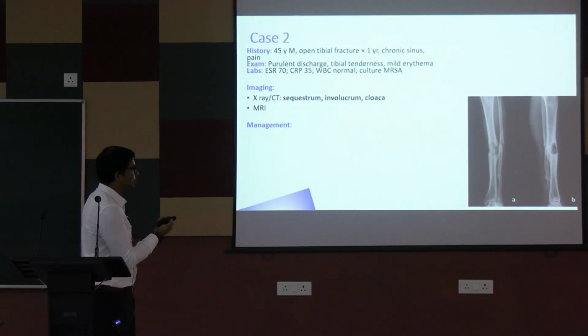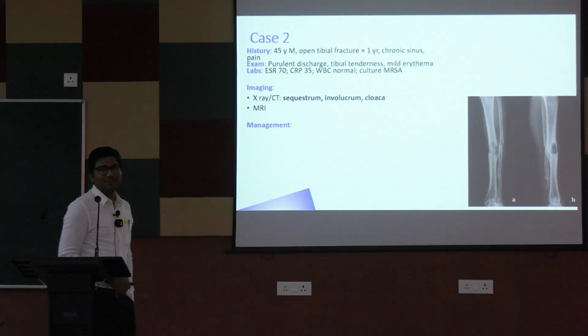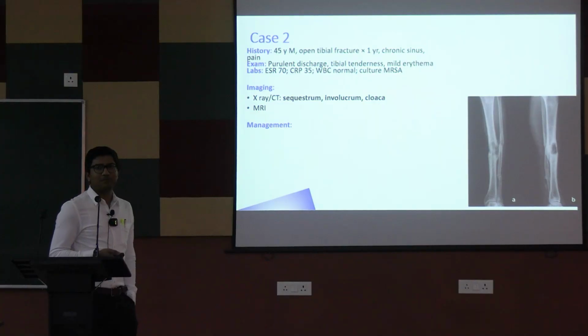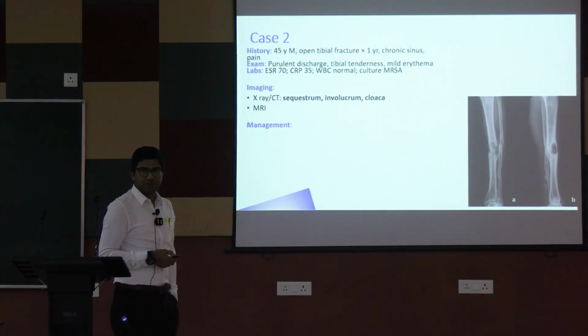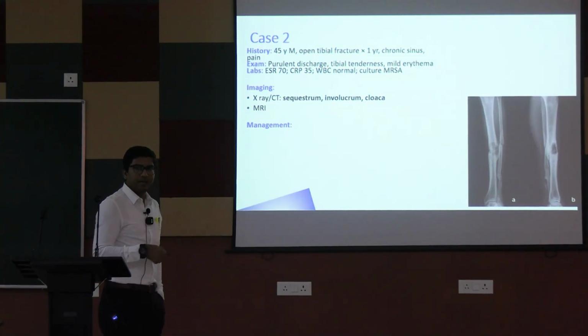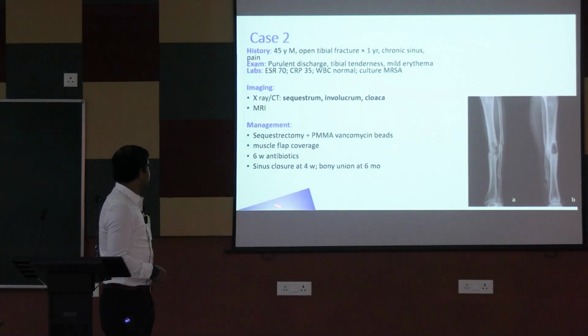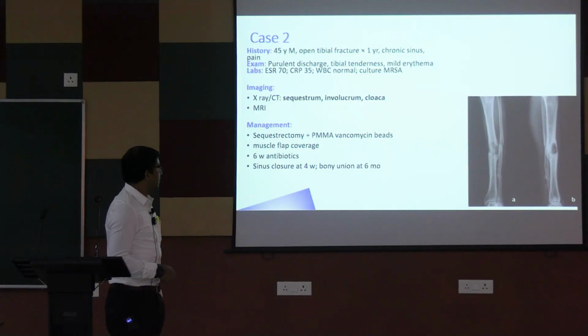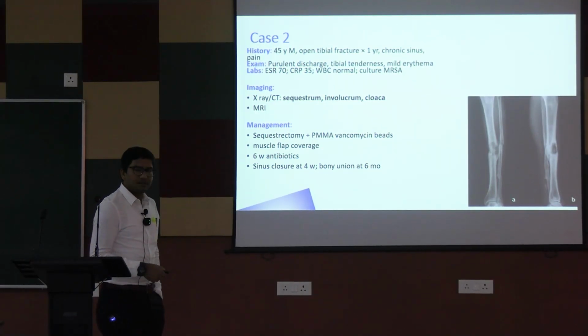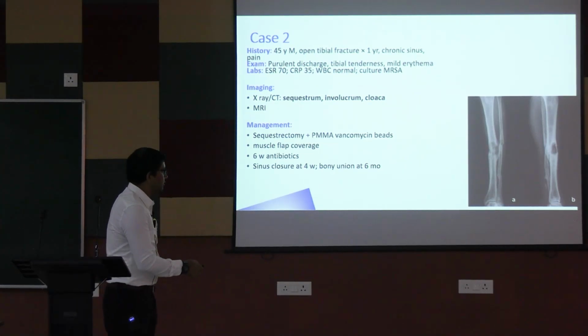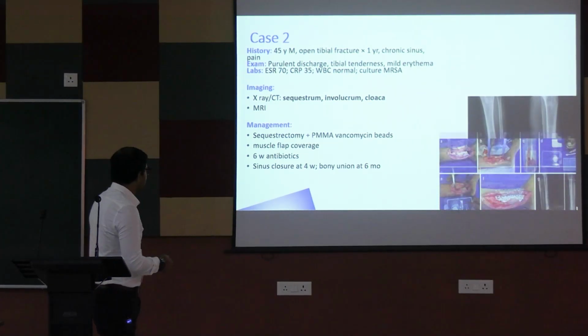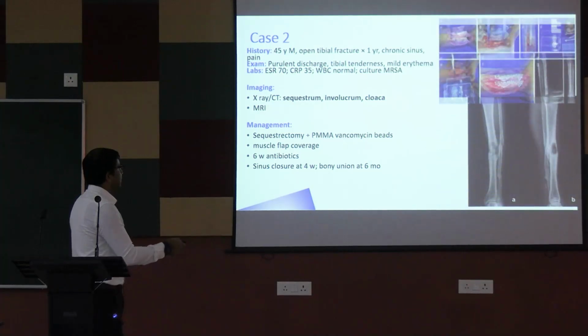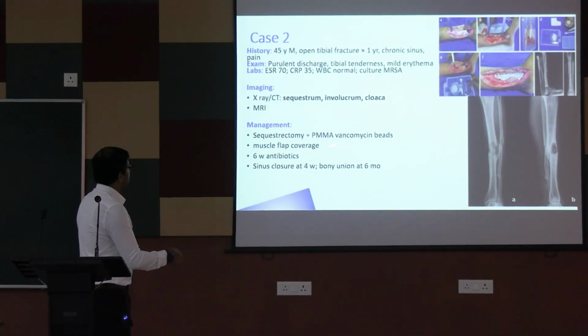And then management. How do you plan? Only antibiotic or anything more? Yes, that is debridement and sequestrectomy. After sequestrectomy, we put in beads, vancomycin beads or cement beads, and since the soft tissue coverage was very precarious, we have to close it with a muscle flap coverage. These are the beads and then coverage, followed by antibiotics for 4 to 6 weeks.